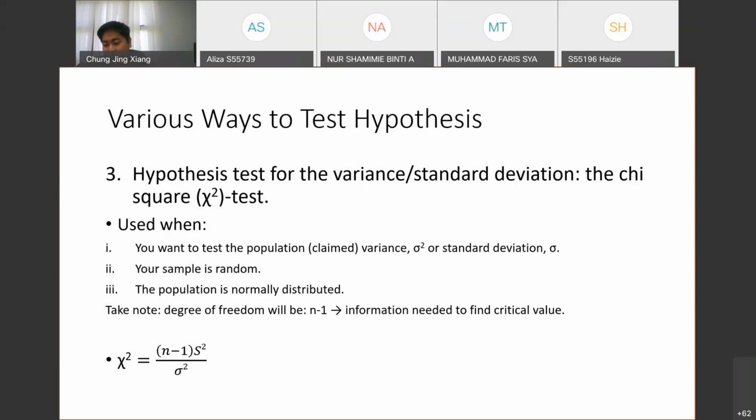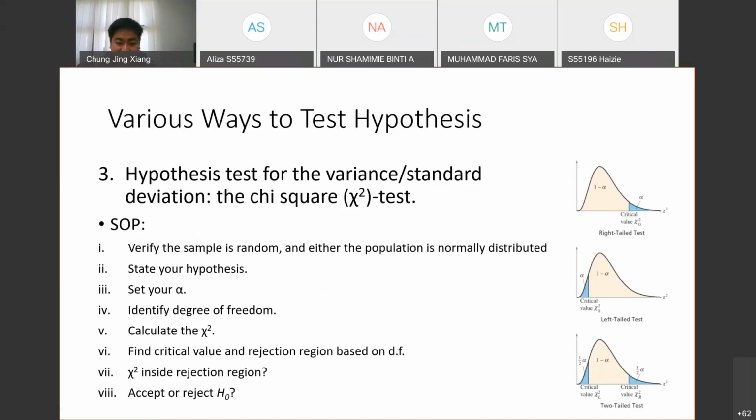Then again, you have to decide the degree of freedom. So this is basically the formula. Chi-square is equal to n, the sample size minus 1, which is the degree of freedom, times the sample variance divided by the population variance. You get a chi-square. By right, I also read the SOP, and I should just let you, you already know the pattern. You already know the drill, right?